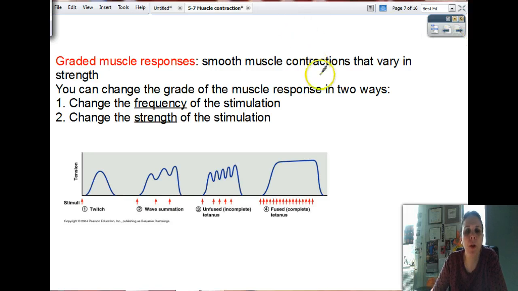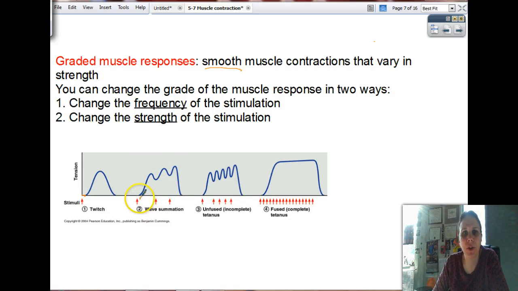Okay. When I look at myograms, I see different types of shapes on my myogram. And these are called graded muscle responses. So the muscles, smooth, not really smooth. Smooth not as in smooth cardiac skeletal muscle, but smooth as in muscle contractions vary in their strength. And so in a twitch, what we see is just a basic standard bell curve. So you got your latent period, contract, relax, done.